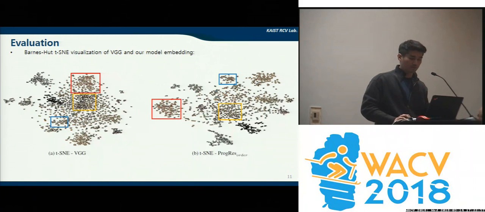This is a TSNE visualization of video frames of VGG and our network. You can see that VGG clusters some clusters close by because it clusters them visually similar, but ours separates them further away because it's semantically further away.